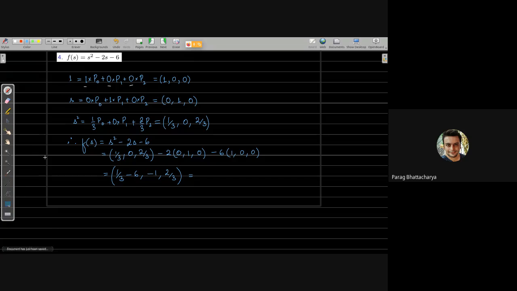Where did I go wrong? Oh, my mistake. I think this should have been minus 2, right? Because this is 2 times 1, 0, 2 times minus 2 times 1, minus 6. Yeah, this should be minus 2.